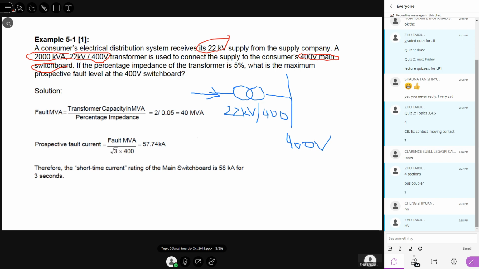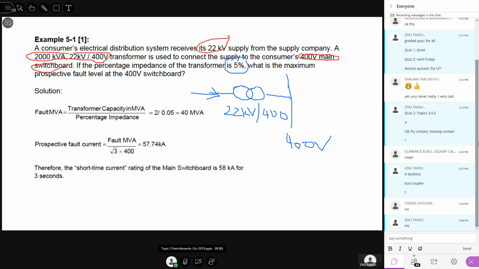Now, if the percentage impedance of the transformer is 5%, that's the parameter you need later on. What is the maximum prospective fault level at the 400 volt switchboard? That means how much is the short time current the switchboard has to withstand.